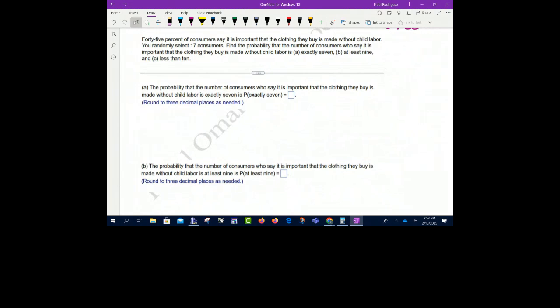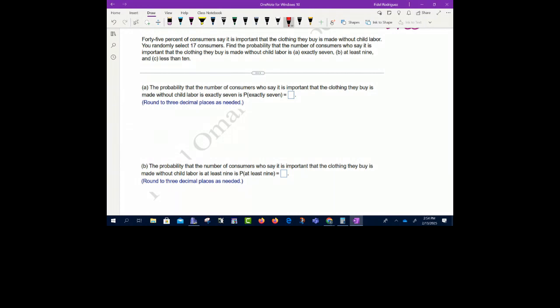It says 45% of consumers say that it's important that the clothing they buy is made without child labor. I would have hoped it would have been more than 45%, right? But that's what they're telling us. It says we randomly select 17 consumers. Find the probability that the number of consumers who say it's important that the clothing they buy is made without child labor is exactly 7, at least 9, less than 10.